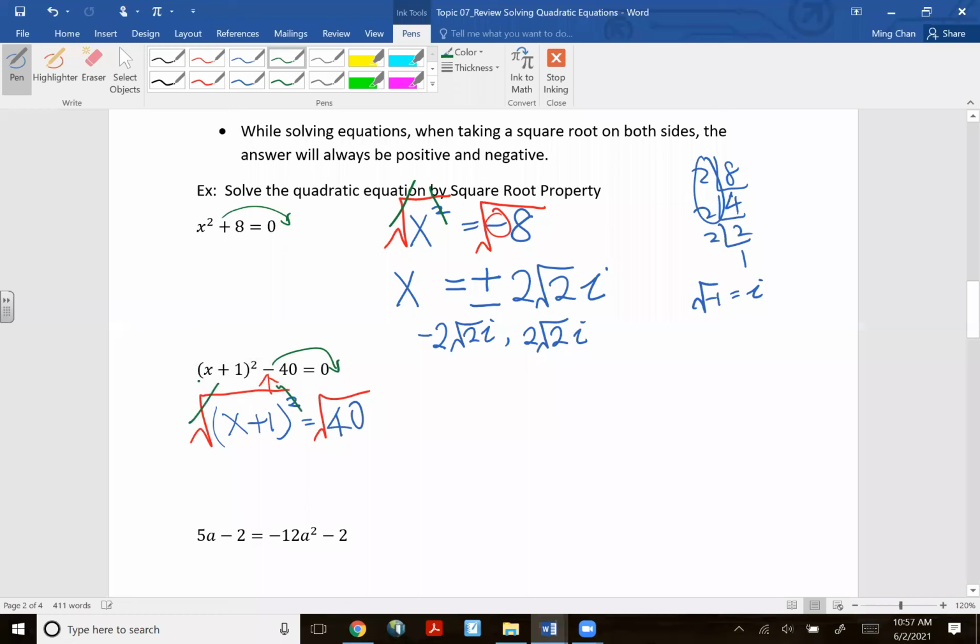So square and square root cancel out. The left side should simply be x plus 1 equals, and when I take a square root on both sides, my answer should be positive and negative, right? Let's simplify square root of 40. I know 40 can be brought down using 2. That gives me 20. 2 again gives me 10, right? 10 is 2 times 5.